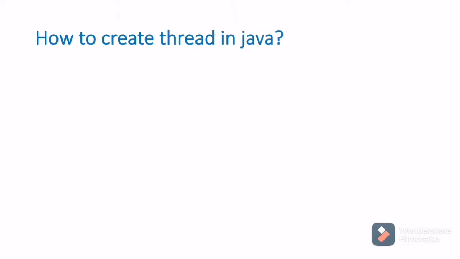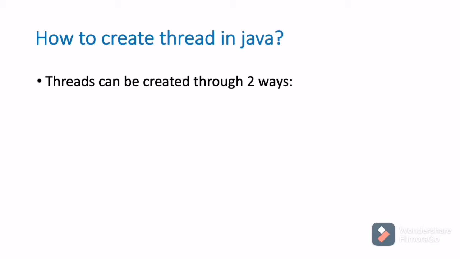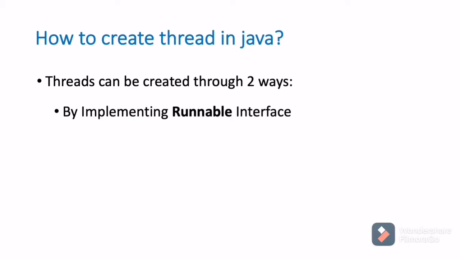How to create a thread in Java? Here it refers to a user thread, since it is created by the user. Threads can be created in two ways. First, by implementing the Runnable interface, or by extending the Thread class. Let's see example programs for creating a thread.